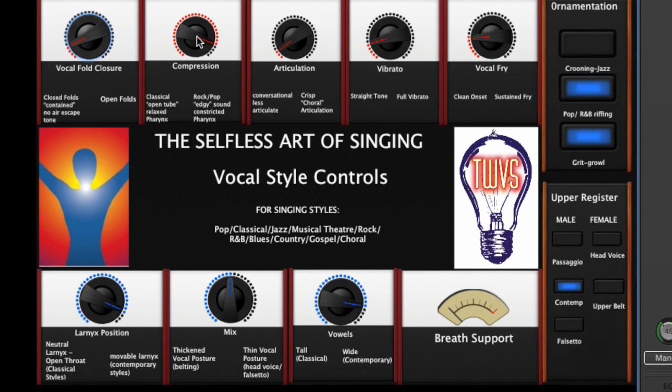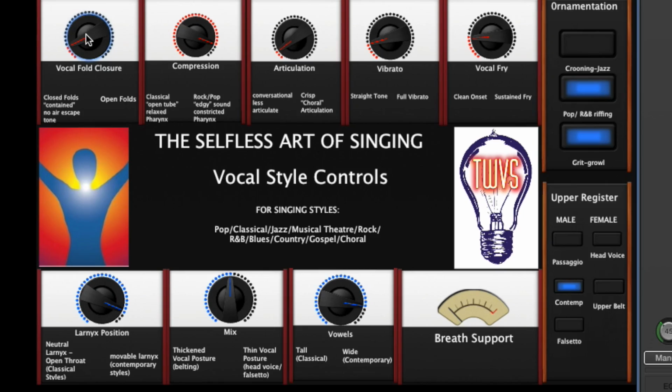Now, what about his compression? He does have compression. It just doesn't sound like this easy talking voice. It's a marvelous night. There's still that squeezy thing going on. But he's not doing it with open vocal folds.